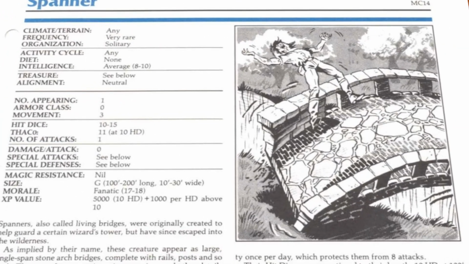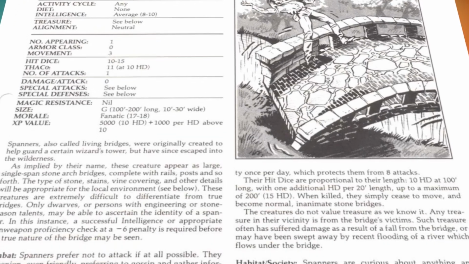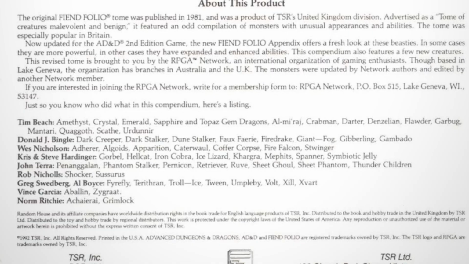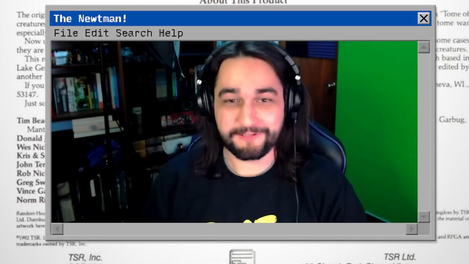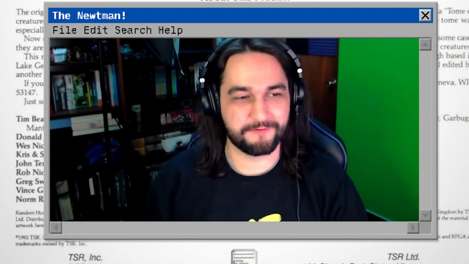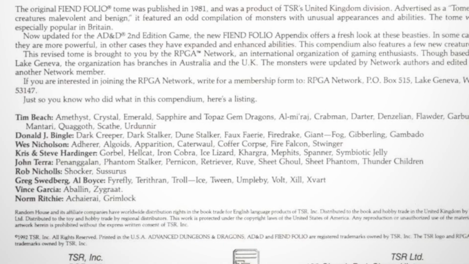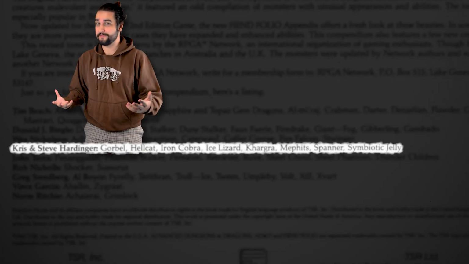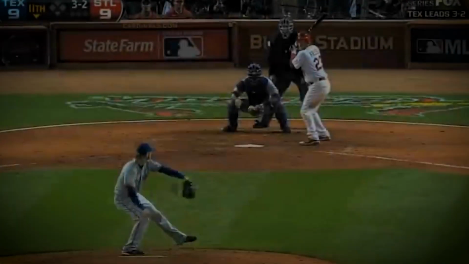Something great about a lot of these old compendiums is that in the front of the book it actually lists who designed which creatures. This is how I was able to track down Newton Ewell when I converted the Spirit Warrior, and it's also how we know who is responsible for the Spanner in all its glory. Chris and Steve Hardinger, you have my sincerest thanks for unleashing this monster onto the world. To my knowledge, this is the only D&D book that these two are credited on, but I guess when you come out the gate this strong, you might as well finish on top.